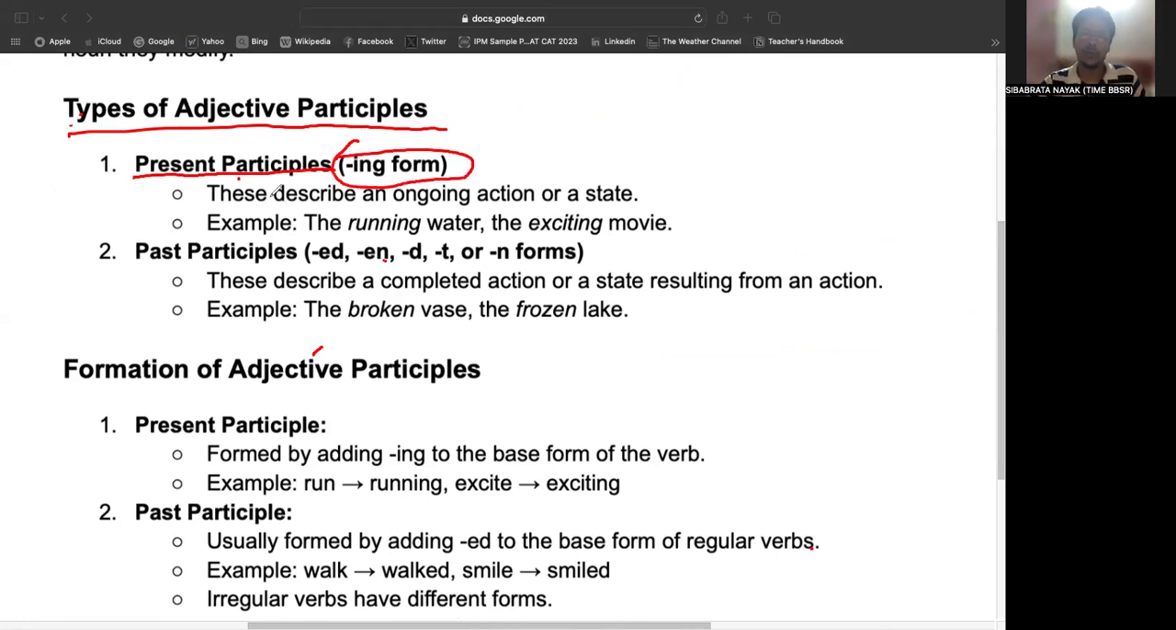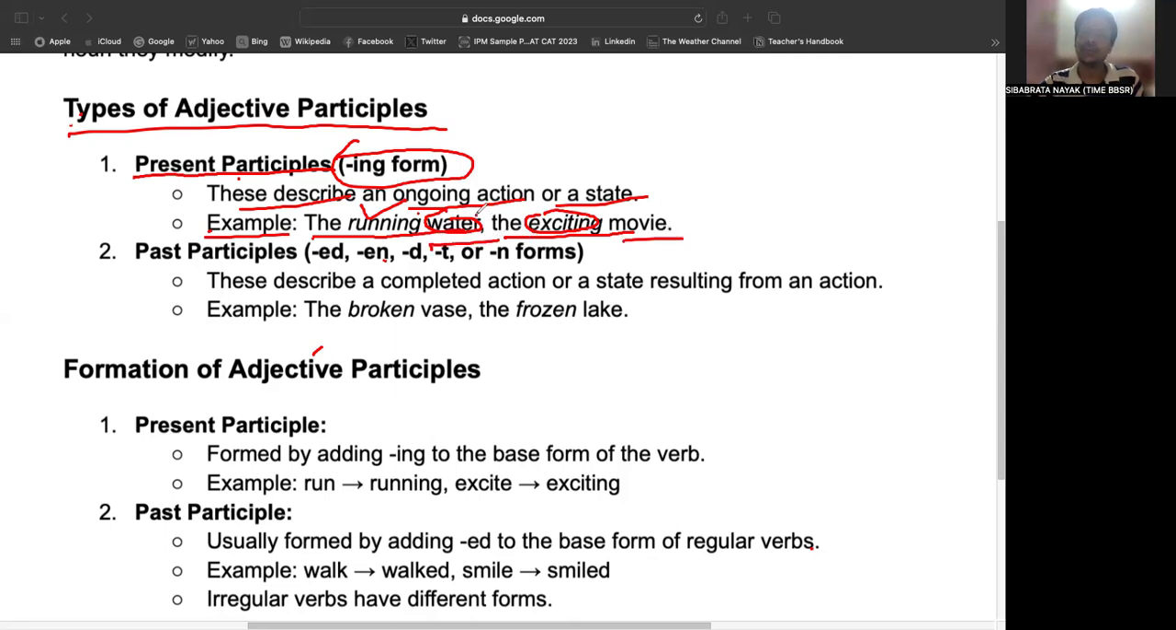Now, what does it do? These describe an ongoing action or a state. Let's take an example: the running water, the exciting movie. In that case, what kind of water? Water is the noun. What kind of water? It can be called running water. Here it is a verb with ing. Second one, what kind of movie? The exciting movie. Here the noun is movie, and water is also a noun.